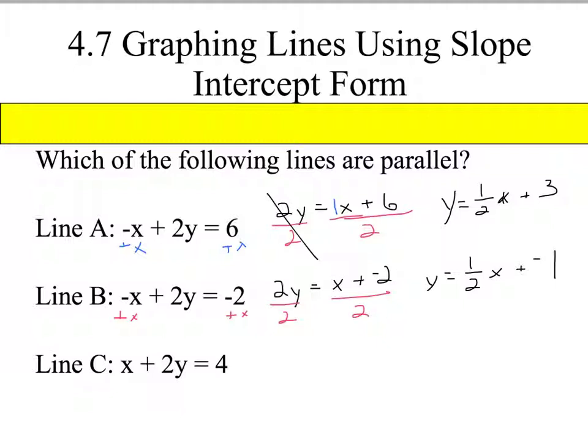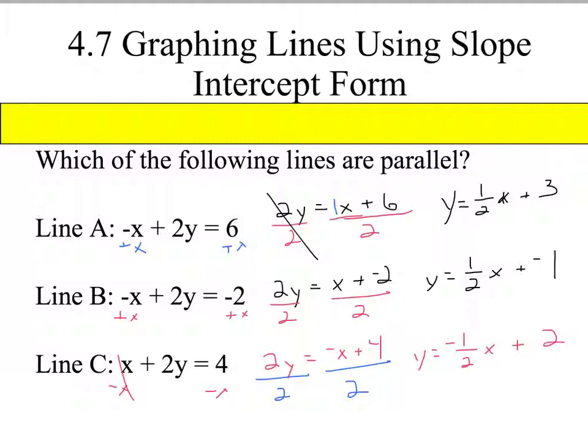Last one. I bring that over, negative x minus x, those cancel out. So I now have 2y is equal to negative x plus 4. Divide by 2, divide by 2. I now have y equals negative 1/2 x plus 2.